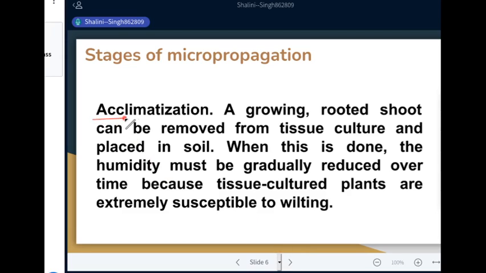Stage number 4, the final stage of micropropagation, is acclimatization, where a growing rooted shoot is removed from the tissue culture vessel. Its roots are washed properly under running tap water to remove all the agar traces, and then it is placed in soil. The soil used for potting this tissue culture raised plantlet should be sterilized by autoclaving. When this is done, the humidity must be gradually reduced over time because these tissue culture raised plantlets are very susceptible to wilting.